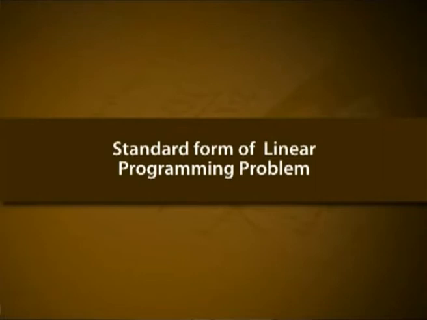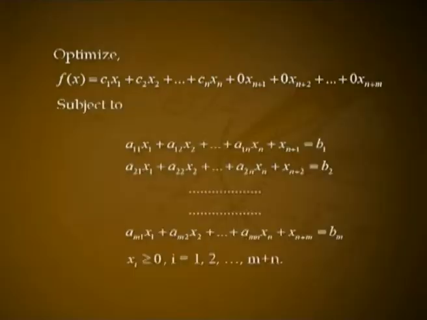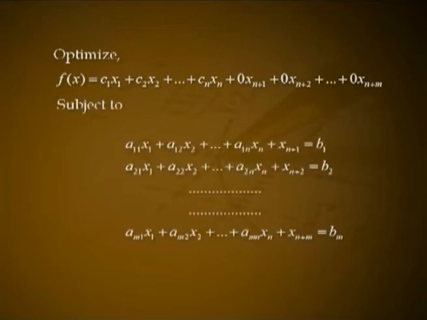Standard form of linear programming problem. Using the slack variables x n plus 1, x n plus 2, etc., x n plus m, the optimization problem given in the matrix form can be rewritten into optimize f of x equal to c1 x1 plus c2 x2 plus etc. plus cn xn plus 0 xn plus 1 plus 0 xn plus 2 plus etc. plus 0 xn plus m subject to a11 x1 plus a12 x2 plus etc.